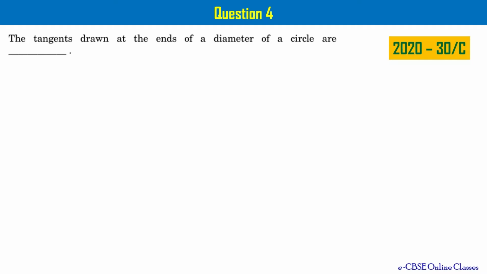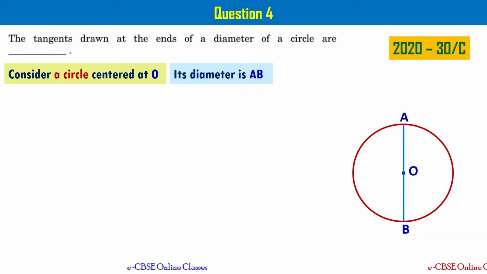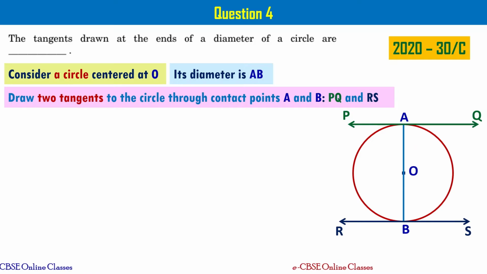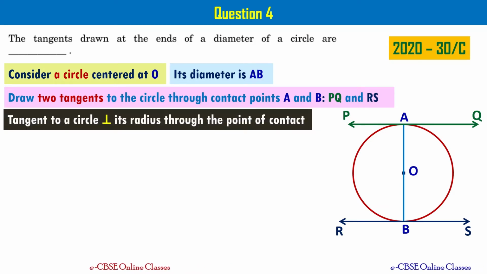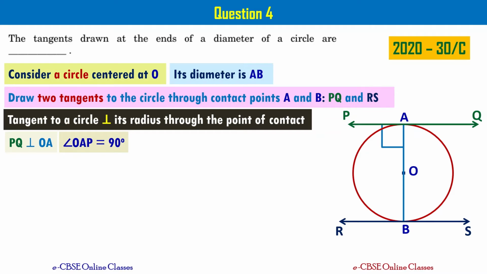That is question number 4. The tangents drawn at the ends of a diameter of the circle are what? Let's consider a circle centered at O. Its diameter is shown using line AB. Now let's draw two tangents to the circle through the contact points A and B. Those are tangent PQ and tangent RS, right? We just learned that a tangent to a circle is perpendicular to its radius through the point of contact. It means line PQ is perpendicular to line OA. It means angle OAP is 90 degrees, right?